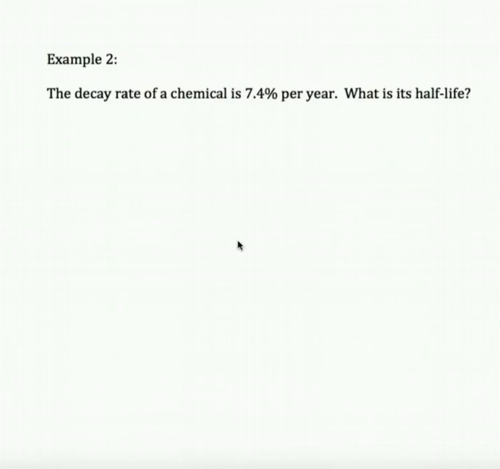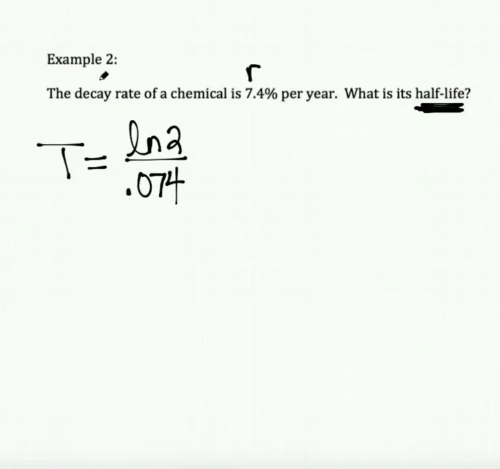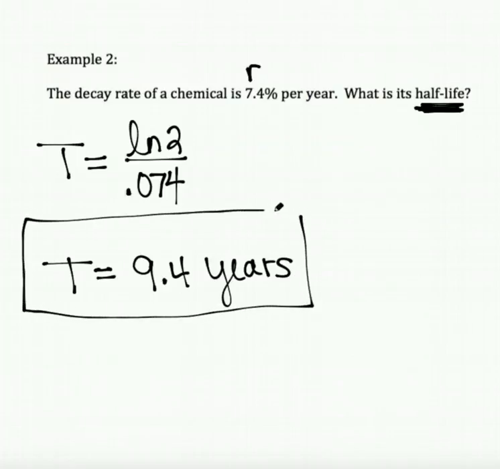Example 2, the decay rate of a chemical is 7.4% per year, so they've given us the rate. What is its half-life? And again, when we're doing doubling or half-life problems, we're going to use the formula T is equal to the natural log of 2 divided by the rate. The rate is 0.074. So go ahead and do that in your calculator, and you're going to get that T is equal to 9.4 years. Now it doesn't tell us to convert to years and days, so we can just round to one decimal place. 9.4 years.